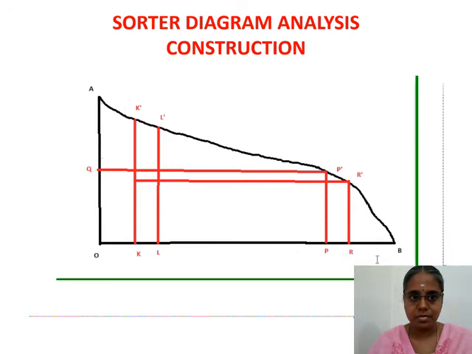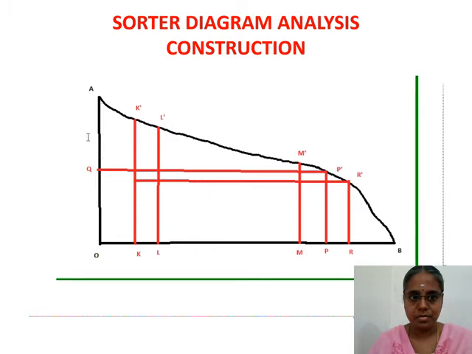Now similarly for OR, take 3 by 4 OR. 1 by 4 OR was OL and 3 by 4 OR is OM. So it will come here almost. From M, draw a perpendicular M dash, which is perpendicular to OB. So for OR, OL is 1 by 4 and OM is 3 by 4. So this is your L.